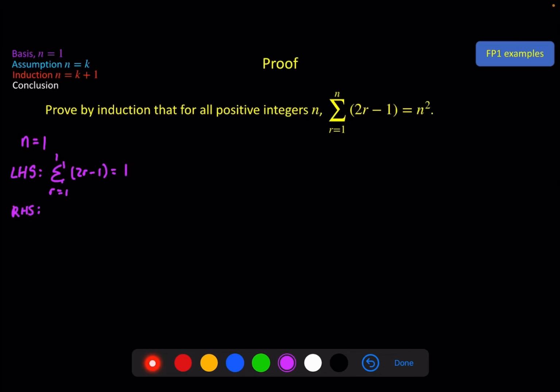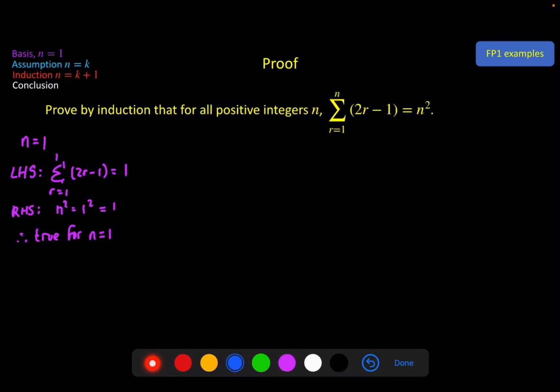Right-hand side, we need to make sure that this agrees. n squared, if n is equal to 1, is just 1 squared, is 1, yes. So we've shown, therefore, true for n equals 1. And that's the basis. But now we need to prove it's true for the next integer.